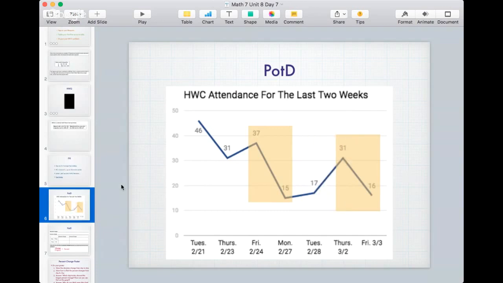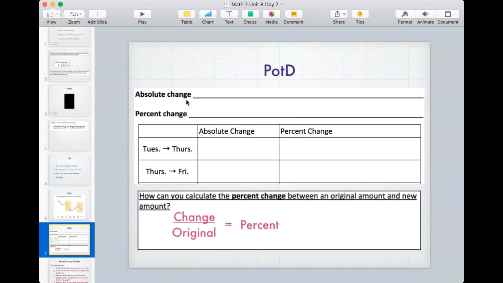So this takes us to the difference between what we can call absolute change and what we can call percent change. Absolute change is what people were discussing when they were saying we could just subtract to find out how many more or fewer people were in homework club. So absolute change compares quantities by subtracting.